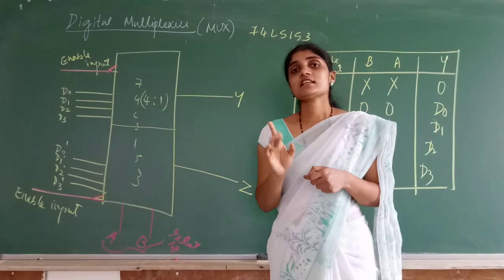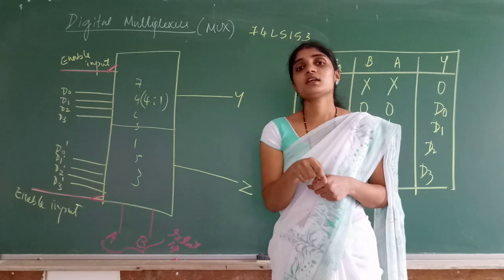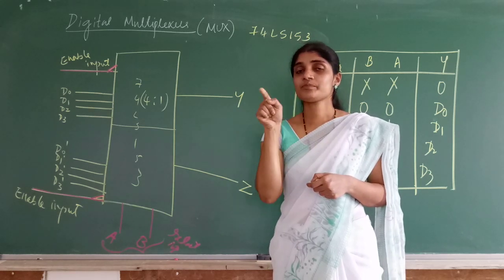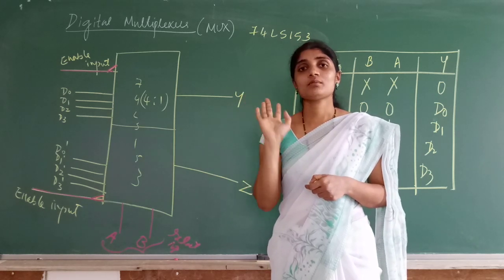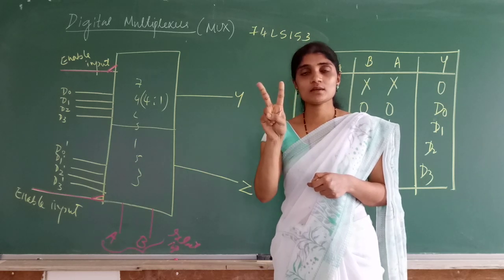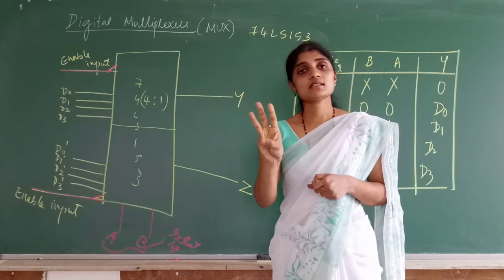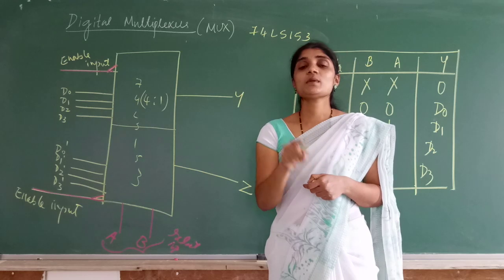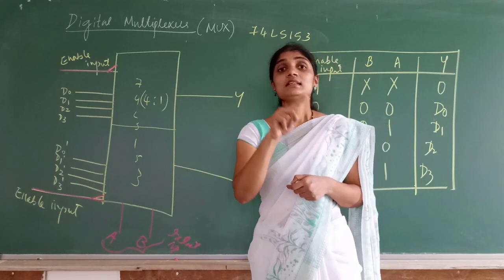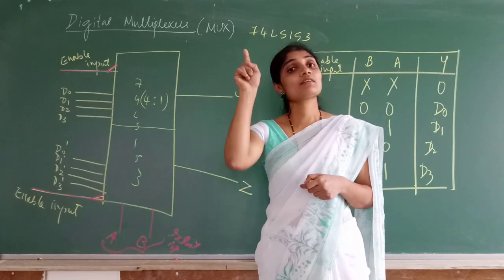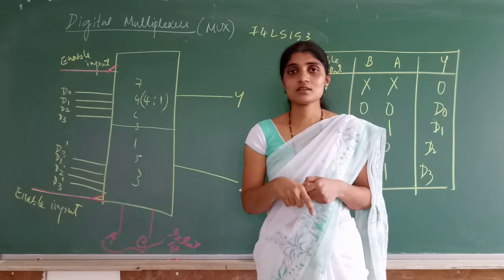A multiplexer selects 1 out of n input lines. With m select inputs, n is equal to 2 to the power m. A 4:1 mux has 2 select inputs, an 8:1 mux has 3 select inputs, a 16:1 mux has 4 select inputs, and for a 32:1 mux, 2 to the power 5 is 32, so 5 select inputs.